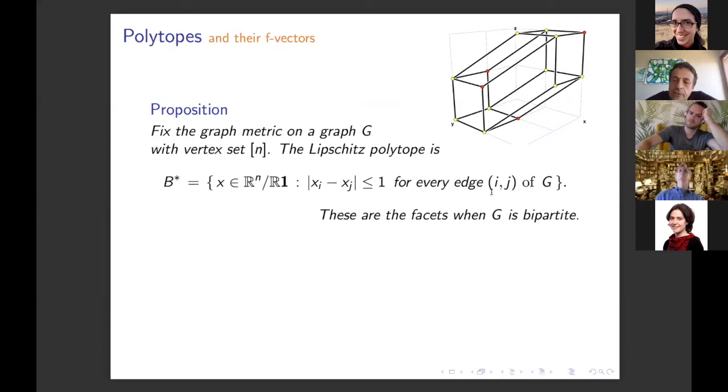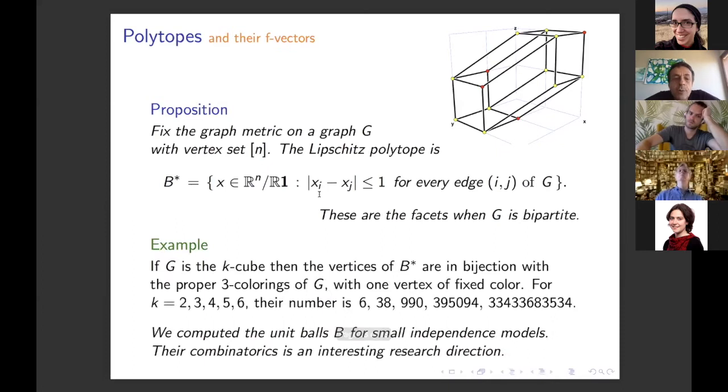The facets just correspond to the edges of this graph. This is an undirected bipartite graph. And the constraints are simply xi minus xj is at most 1 in absolute value, right? So these polytopes already made an appearance at this conference. They are really the symmetric edge polytopes that Laura Escobar mentioned in the second lecture yesterday.